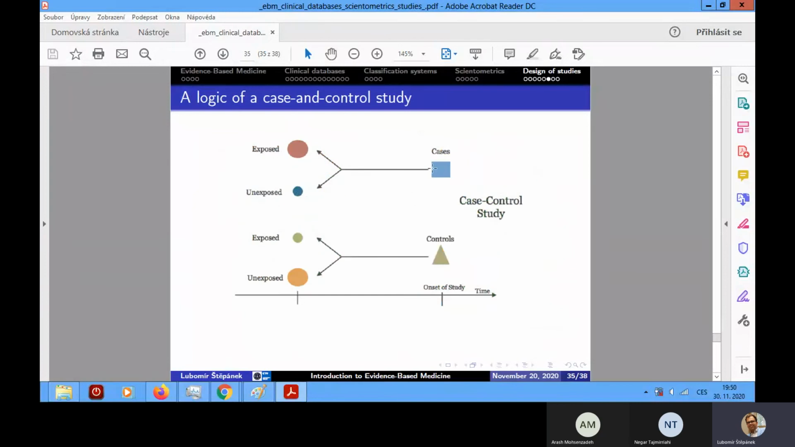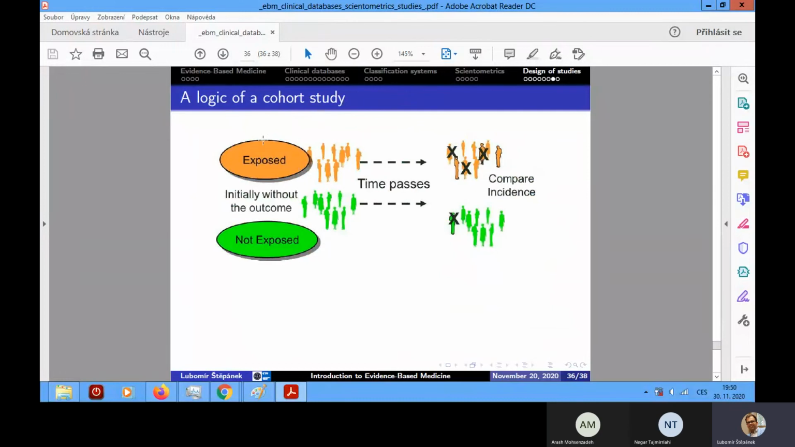In the case and control study, at time zero we have cases and controls. But in the cohort study, at time zero we have exposed and not exposed. So initially, both of these groups are without the outcome. The exposed ones, as time passes, could develop the outcome or not, and it is the same for the not exposed. And in the end, we are going to compare the incidence: what is the incidence of the developed outcome in the exposed sample, and what is the incidence in the not exposed subsample. We are going to compare it.